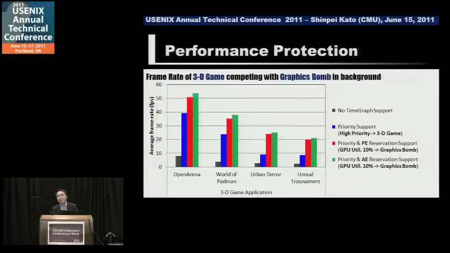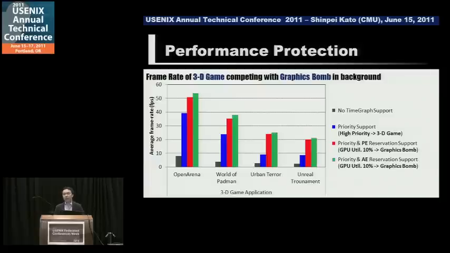This graph shows the frame rate of 3D games when a graphics bomb is running, which is a graphics application that keeps sending so many GPU commands to overload the GPU, so it tries to kill the GPU. This graphics bomb application is running in the background. If TimeGraph is not used, the games become nearly unresponsive because they are affected so much by the graphics bomb. On the other hand, if you assign high priority to these games through TimeGraph functions, then their frame rate is significantly improved.